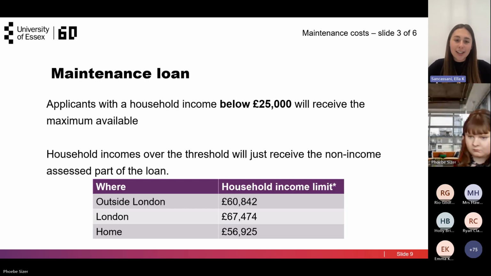But yes, the household income limit outside of London is £60,842. Inside London, the household income limit is £67,474. And if your young person is thinking about staying at home and commuting to university, the household income limit is £56,925.